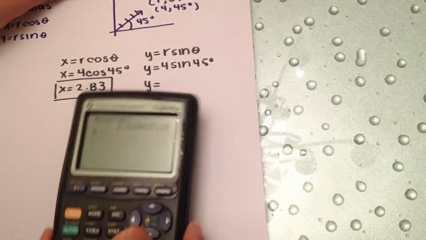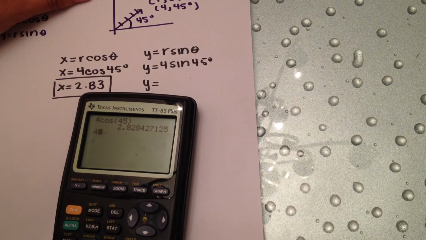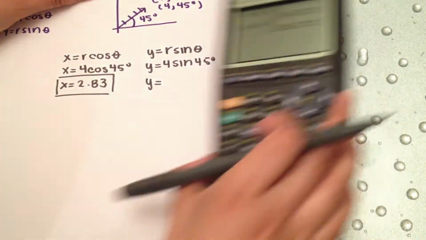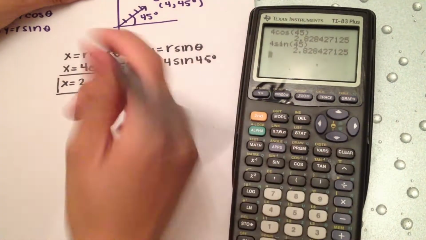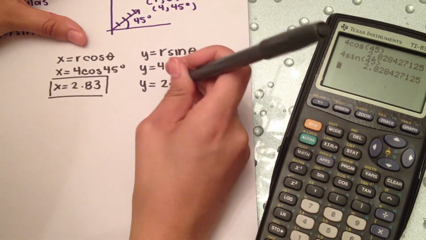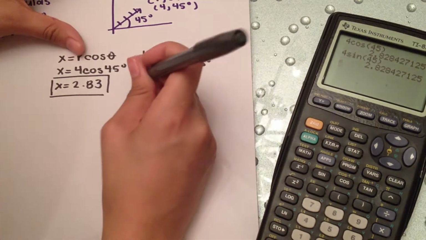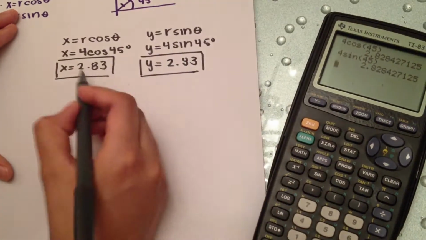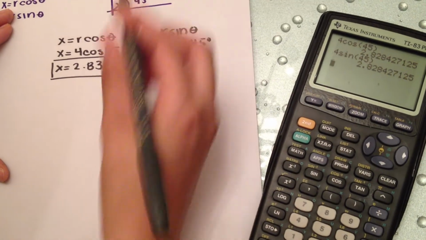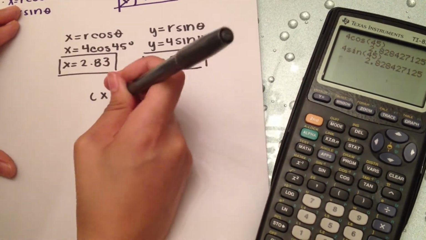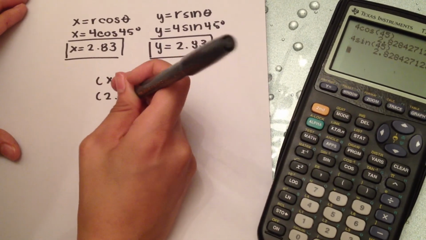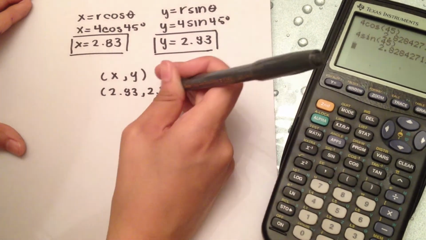Now we can plug it into the calculator for sine 45 degrees, and we're given that it is the same thing, 2.83. Now that we have both of these values, we now have our rectangular coordinates, our x and y point, which is 2.83 and 2.83.